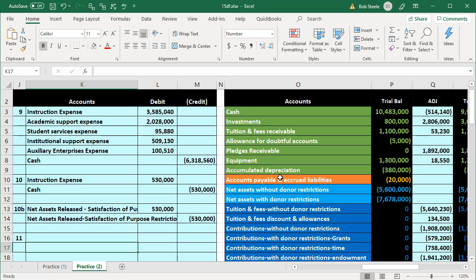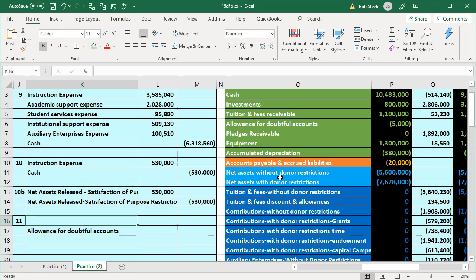So the contra account is going to go up in the credit direction. So I'm going to put that on the bottom. Contra account going up in the credit direction. And then the debit is not going to be bad debt expense as it typically would be in a for-profit organization. We're actually going to reverse the revenue type of account directly, and that's going to be the tuition and fees without donor restrictions. So there's going to be our transaction.